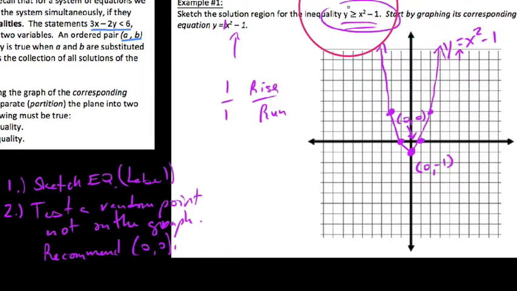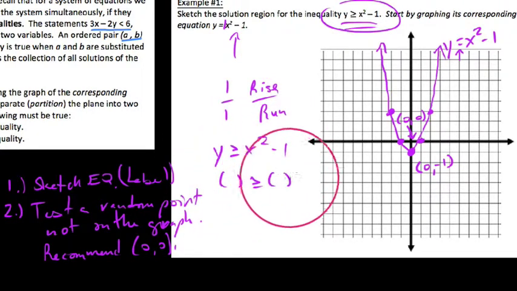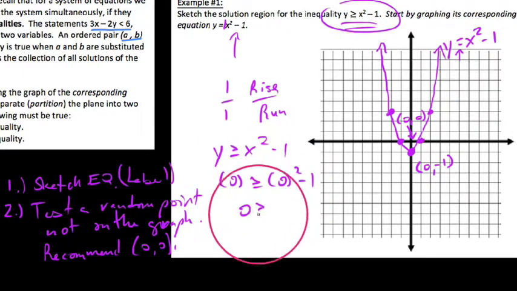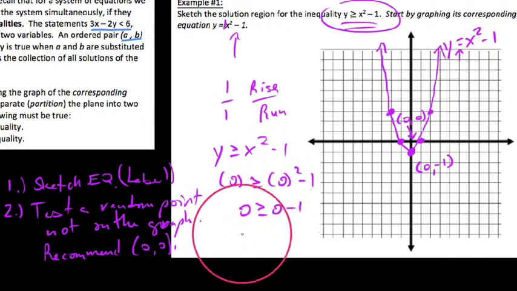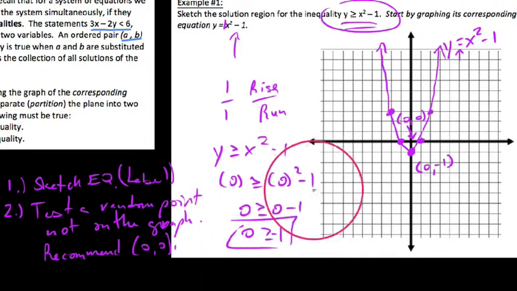Let's plug it into the inequality. Our inequality is y is greater than or equal to x squared minus 1, where we are now substituting for x and y respectively. We say 0 and 0. You notice it's very easy to plug this in. We get 0 is greater than or equal to -1, which is totally true. So I'm going to shade towards 0, 0 because 0, 0 makes it true.